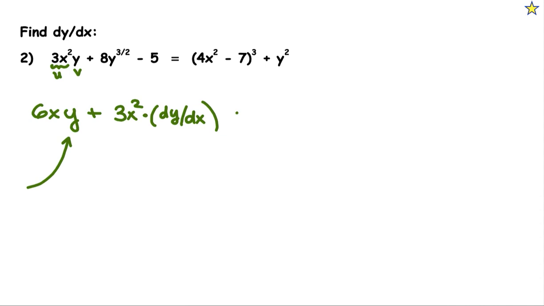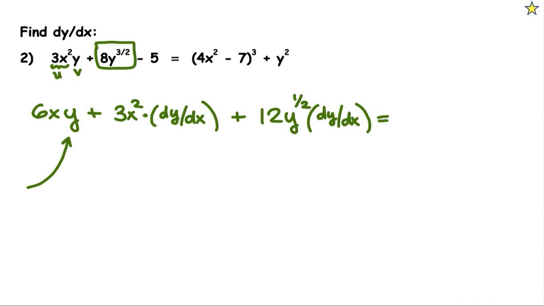All right, plus. The derivative here, we have to use the power rule. So 3 halves times 8, that would be 12. 24 halves, that's 12. Y to the, go down by a power, so that'd be y to the 1 half. Oh, but it's still the wrong letter, dy dx. The derivative of minus 5 is 0.